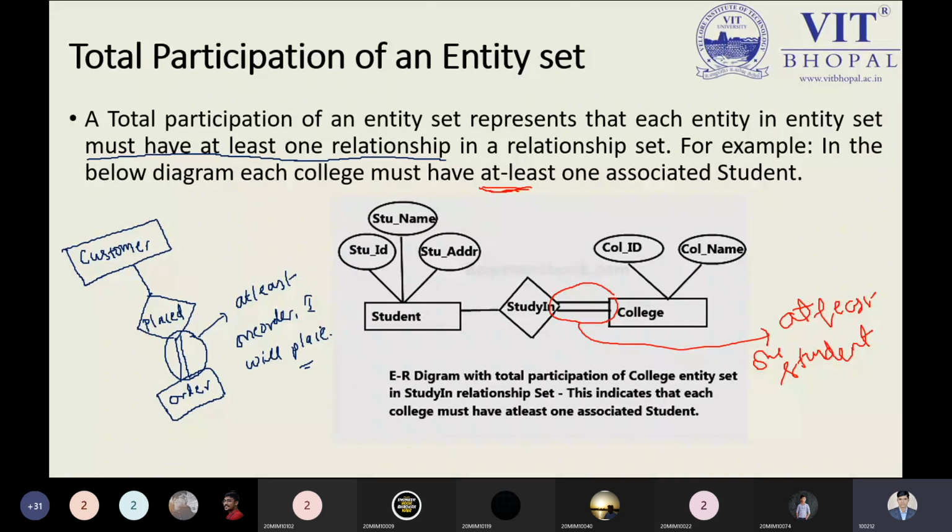Okay, so now is it clear to all right now? Yes, sir. Okay, so the student asked me a question, and the point is clear. Total participation means at least one.